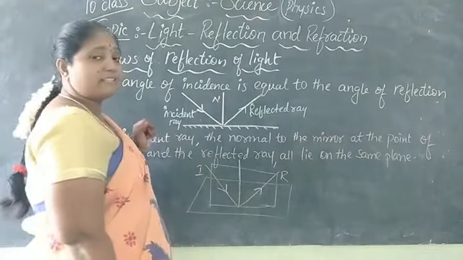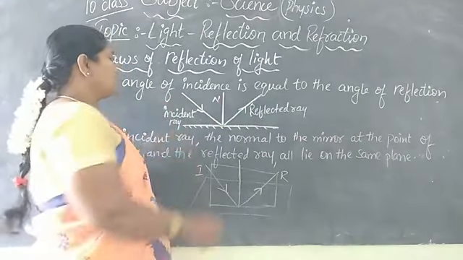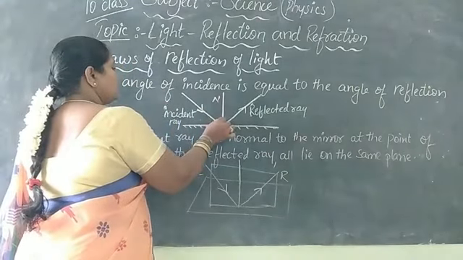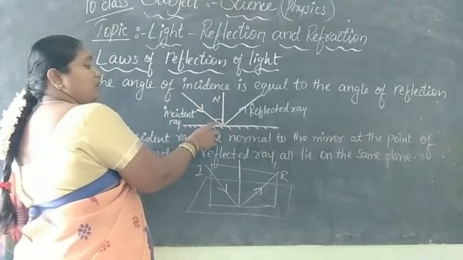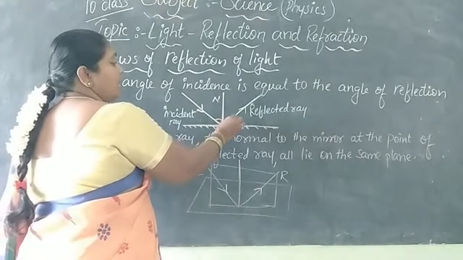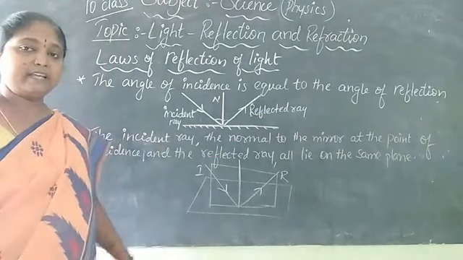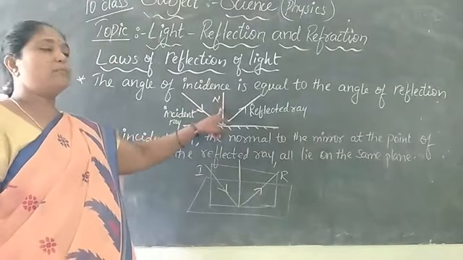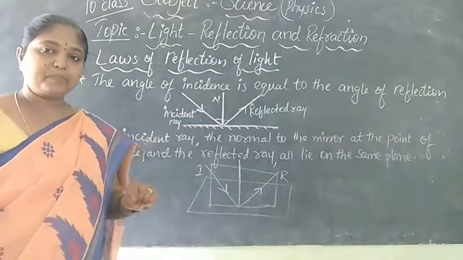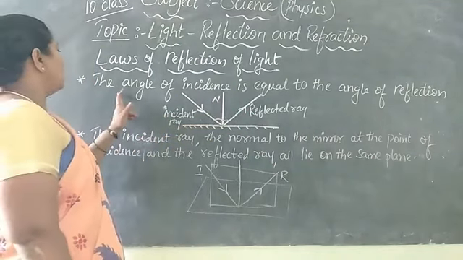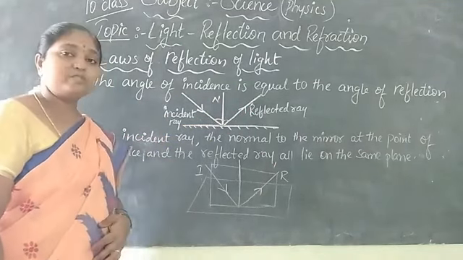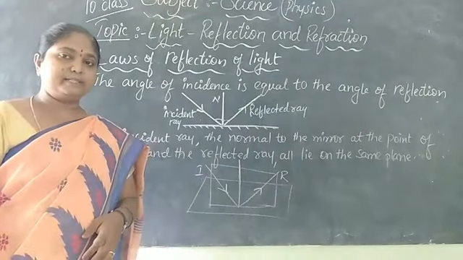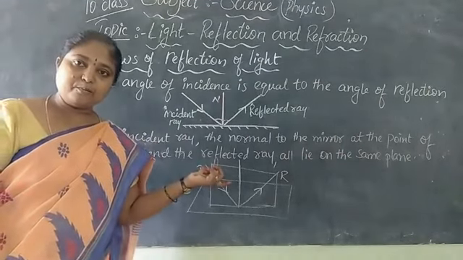So, what is our first law? The angle of incidence is equal to the angle of the reflected ray. Here, it is forming the angle. This is the incident ray, normal ray, reflected ray. So, what is the first point? The angle of incidence is equal to the angle of reflection. Understood? Let me go for the second point.